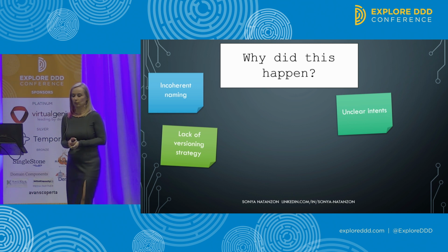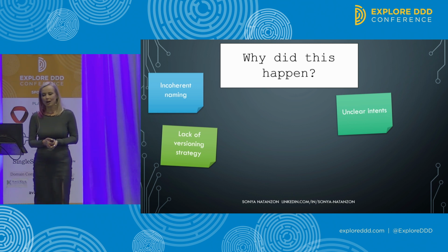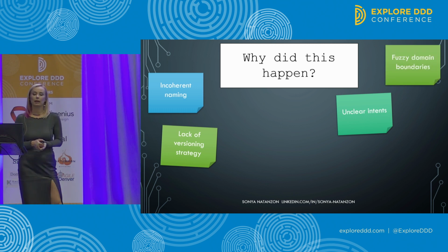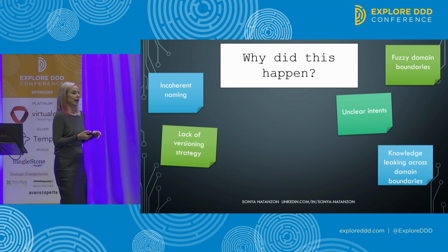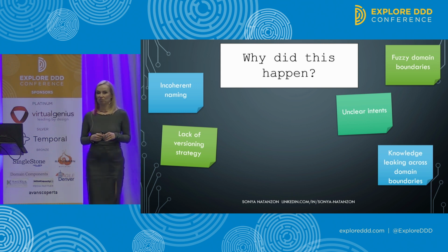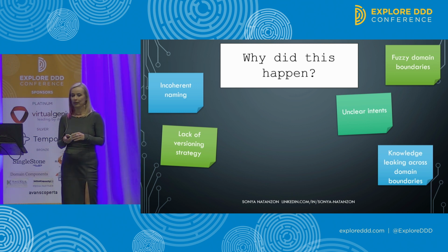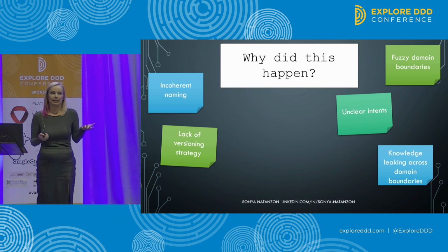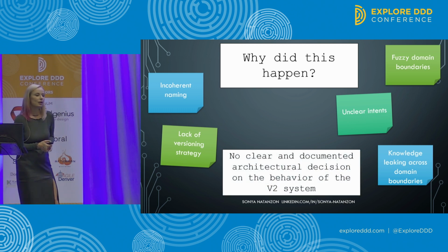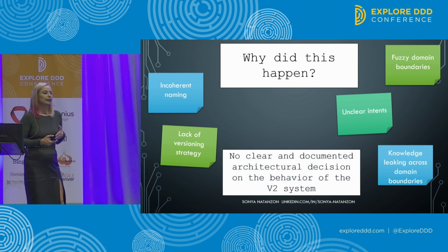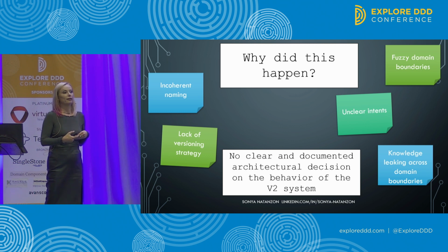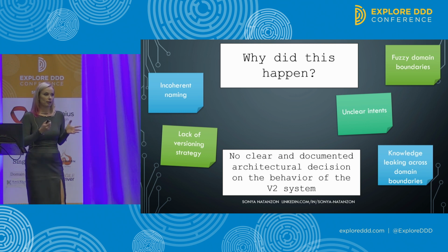Definitely no versioning strategy. When we started out, we didn't know how that was going to go. Maybe some fuzzy domain boundaries. Maybe one domain is doing something that should be left to another. And we have knowledge leaking across domain boundaries, which has to do with those fuzzy domain boundaries. So all of those are reasons, but what stood out to me as the biggest one and a common theme to all of these is we didn't have a clear and documented decision on the behavior of the V2 system. So small thing, 2 Booleans, can have really big implications.